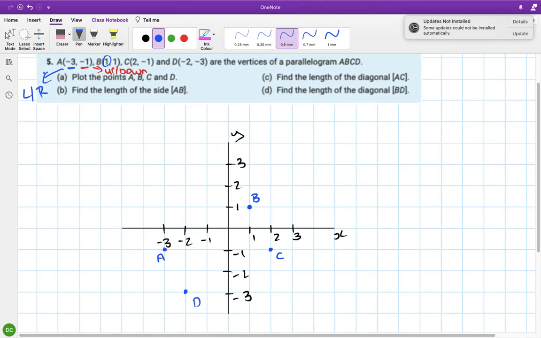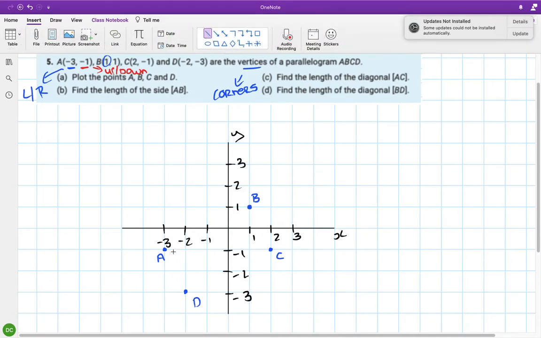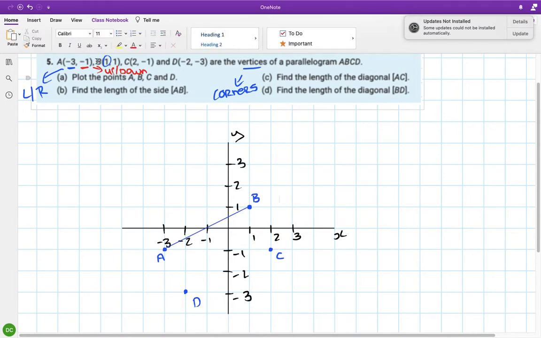Okay, so A, B, C, D are the vertices. Vertices is a fancy word for corners of a parallelogram A, B, C, D. Now, the fact that it makes a shape, I would draw that shape. So I'm going to join my sides.